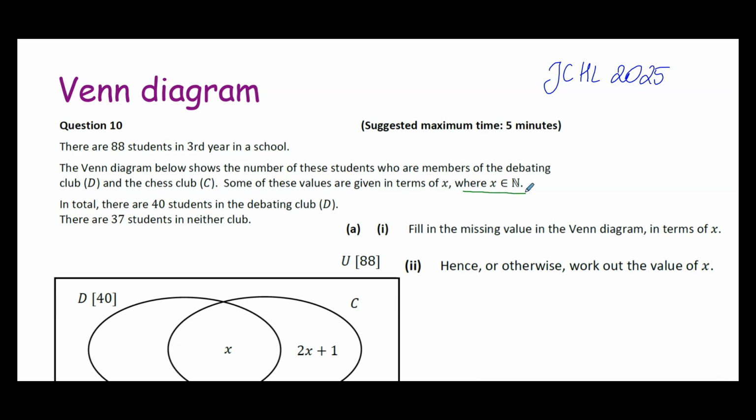Now, what does that mean? x is a natural number, means what? A whole positive value. Why? Well, because it represents the number of students, isn't it? We cannot have 3.5 people.